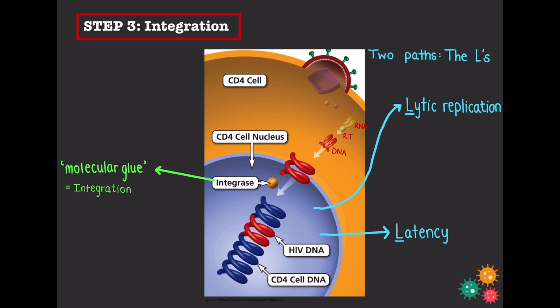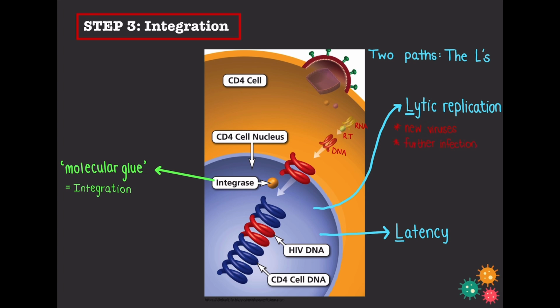In the lytic replication pathway, the virus quickly takes over the cell's machinery, forcing it to produce tons of new viral particles. These new viruses eventually burst out of the T cell, destroying it in the process, and then go on to infect other cells.